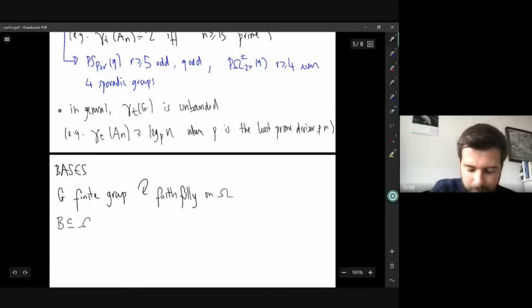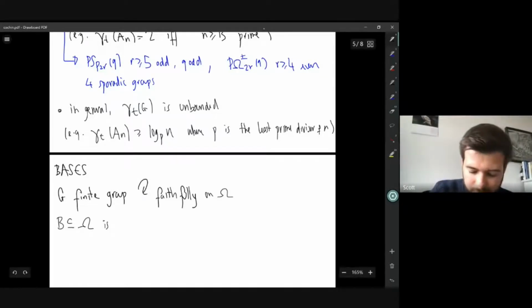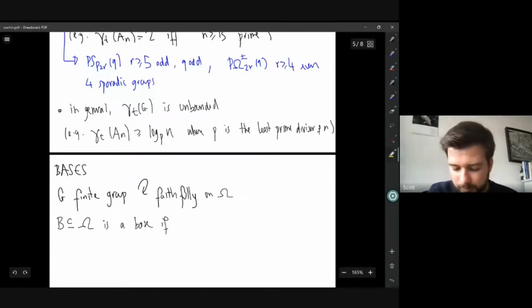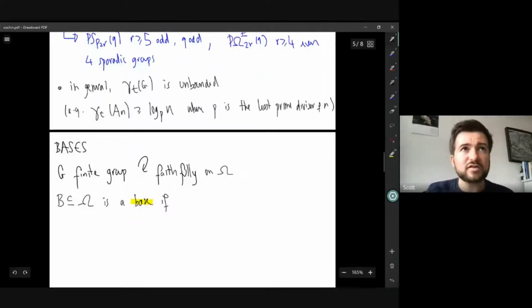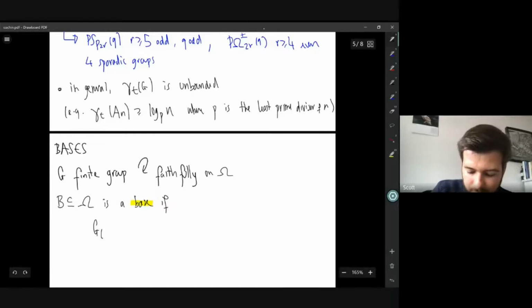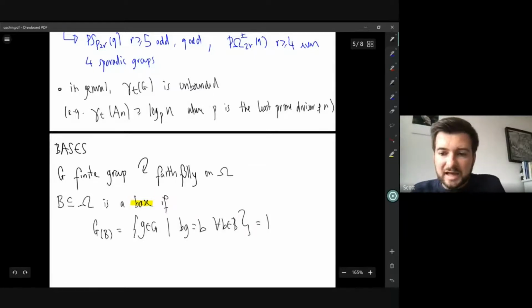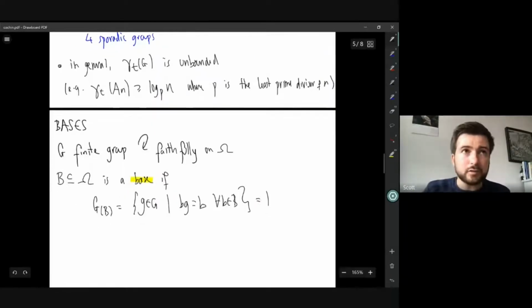So a base is some subset of the set you're acting on. Such a set is a base if the pointwise stabilizer of the base is trivial. The pointwise stabilizer, so that's all the g in G that fix every single point of the set. That should be trivial.